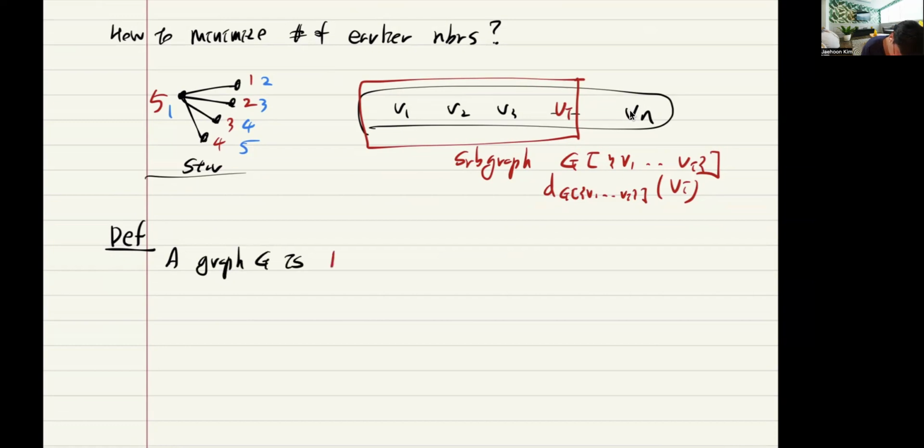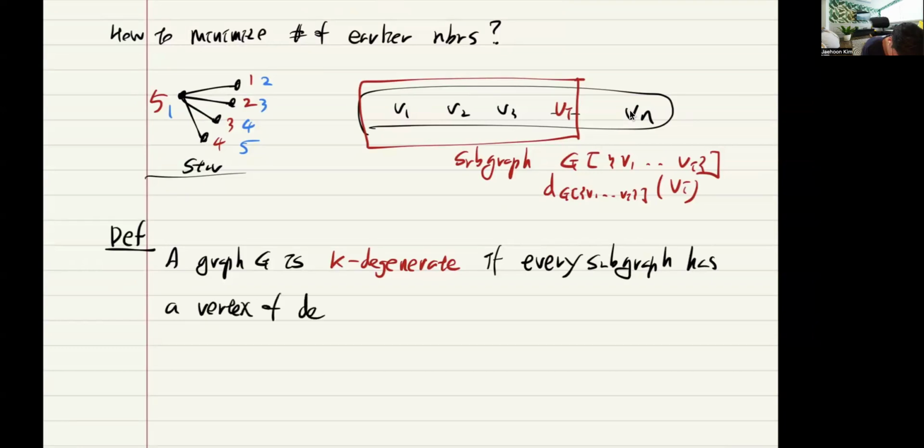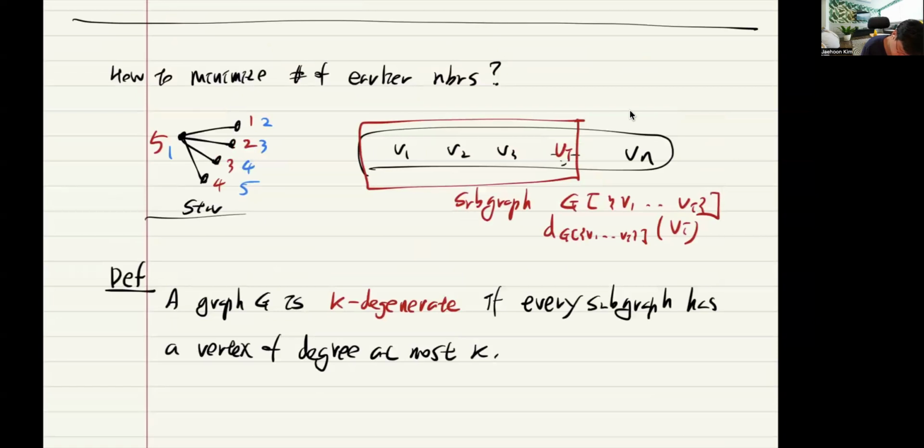A graph G is k-degenerate if every subgraph has a vertex of degree at most k. So what is the strategy? We put the vertices with low degree at the last. We want to put the smallest degree last, so at the time of considering this vertex, we want it to have the smallest degree in this graph. So this degree is actually the minimum degree of this subgraph. We are caring about the minimum degree in a subgraph.